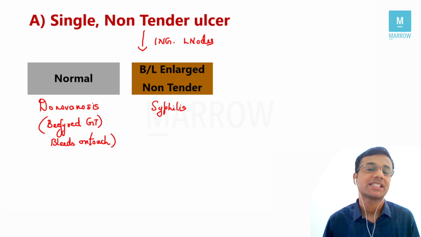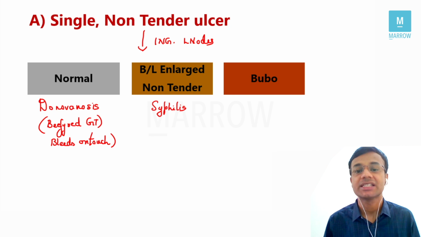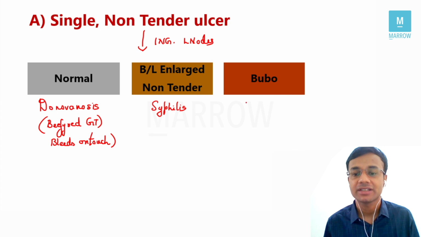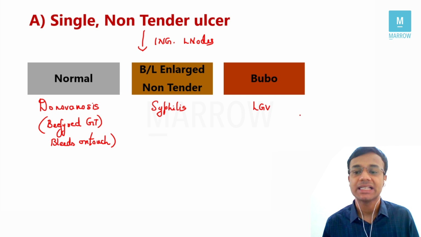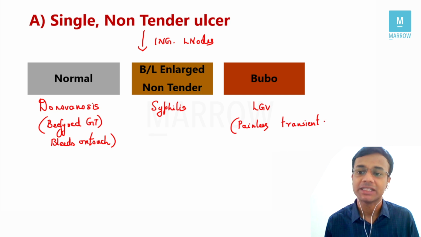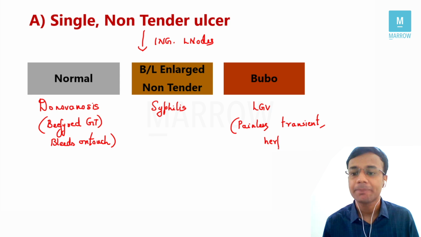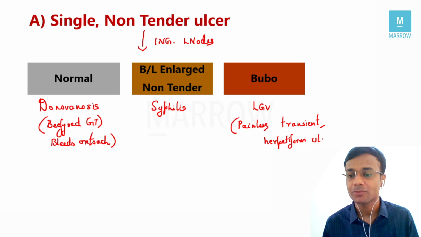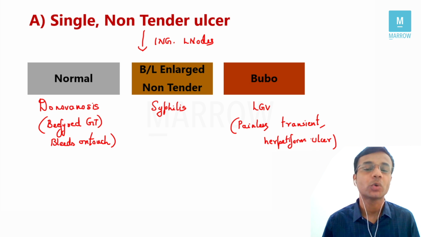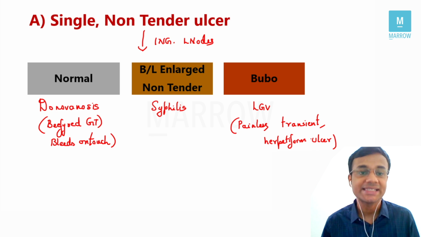And if it mentions there is a bubo formation, then the diagnosis is LGV, because we should know that whenever there is an ulcer in LGV, it is a painless, transient ulcer. That is why usually it is not noticed by the patient, and it can be herpetiform. So the ulcer seen in LGV can be painless, transient and herpetiform. That's why most of the time patients will not notice this ulcer, because it's a transient ulcer.